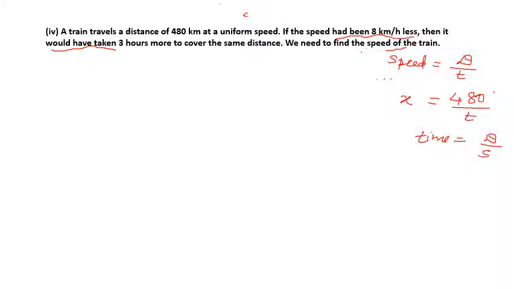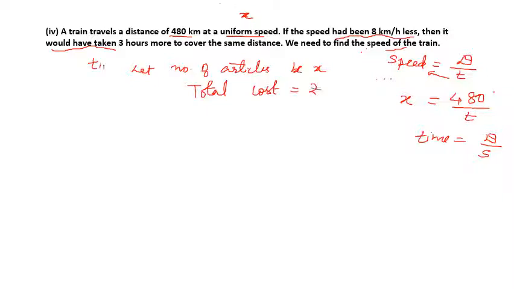So if you take time to the other side, then time is equal to distance by speed. So we are taking here, a train travels 480 km at a uniform speed. Let the uniform speed be x. Now, a train travels a distance of 480 km at a uniform speed. So the time taken, t, will be equal to distance by speed, that is 480 by x.